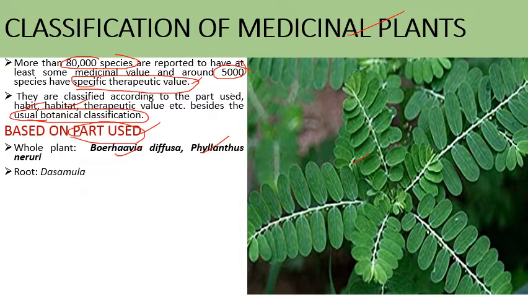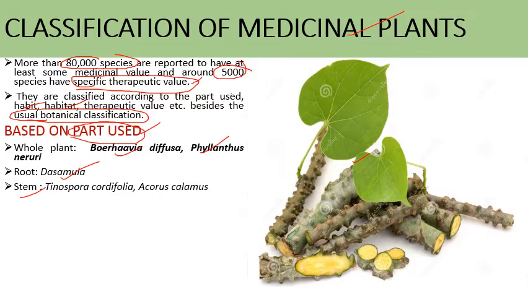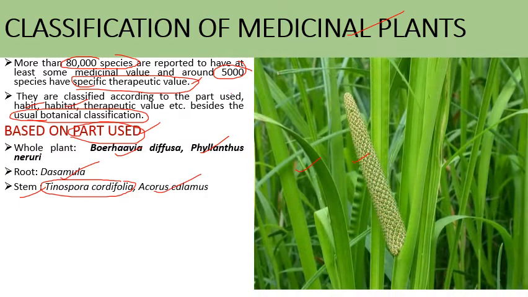Then next we have plants in which we use roots. I have mentioned some examples. There are a lot of examples. The root we use is Desamula. Then next we have stem. Stem use करते हैं हम Tinospora cordifolia, commonly known as Giloy. This is the photograph which shows Giloy. Then we have Acorus calamus. This is the photograph of Acorus calamus. The part used is rhizome, that is underground stem.